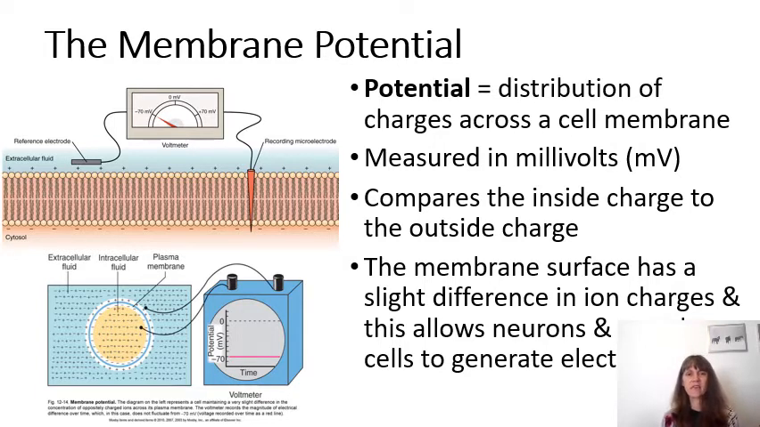Other cells can have other membrane potentials. Negative 70 millivolts is the resting membrane potential for neurons. That means at rest, a neuron will measure at negative 70 millivolts. Because the membrane surface has this slight difference in ion charges, this allows neurons and muscle cells or muscle fibers to generate electrical signals. We've already seen this with skeletal muscle fibers when they respond to an incoming nerve impulse from a motor neuron.